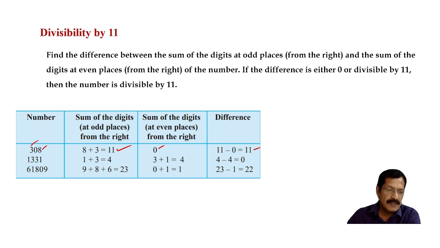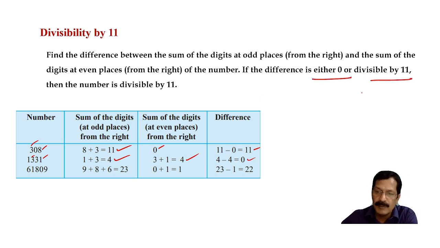Now the next number is 1331. The digits at odd places from the right side are 1 and 3, and their sum is 4. And the digits at even places are 3 and 1. The sum of the digits at the even places from the right side is again 4. Now 4 minus 4 is 0. The difference should be either 0 or divisible by 11. So 0 is possible. When the difference is 0, then it is divisible by 11.